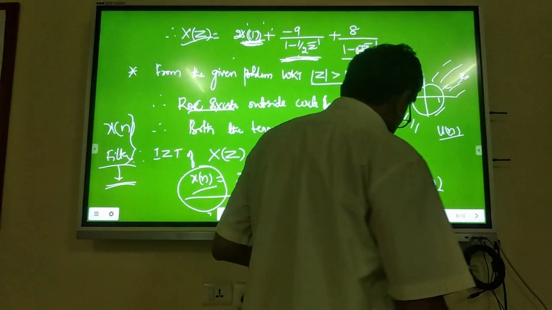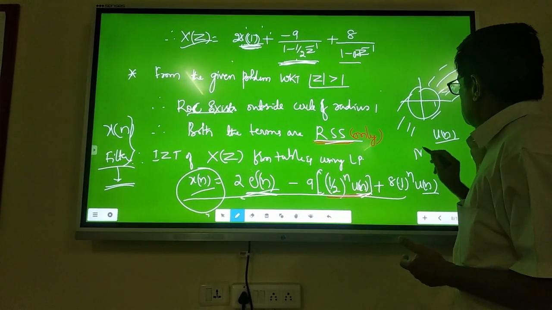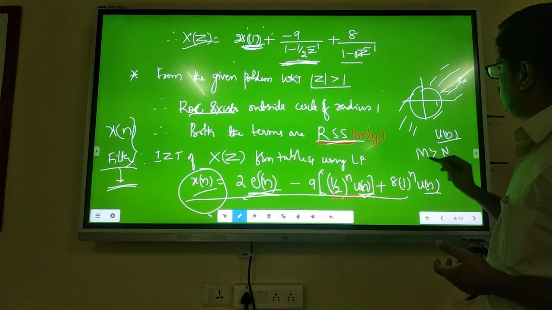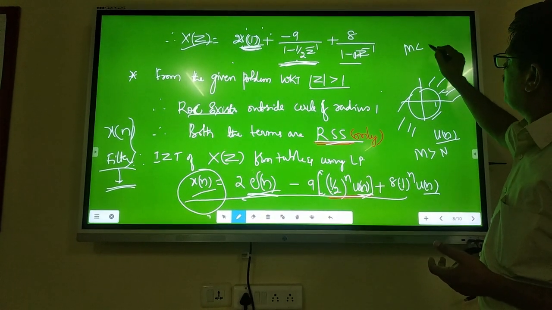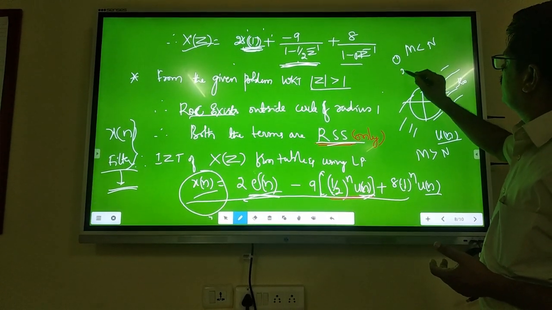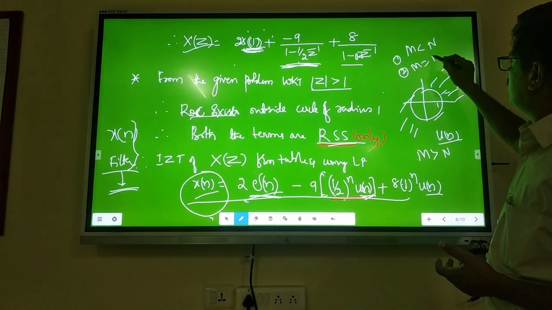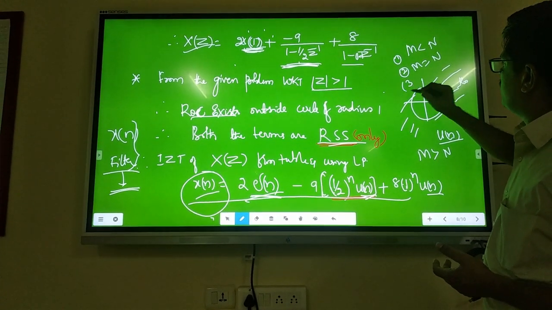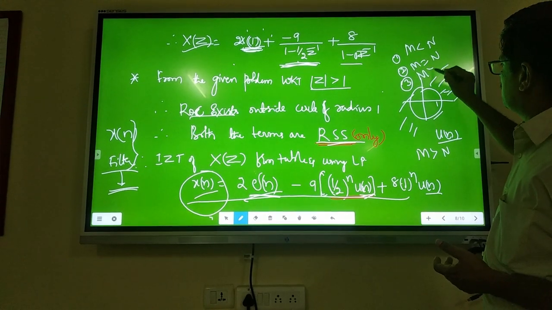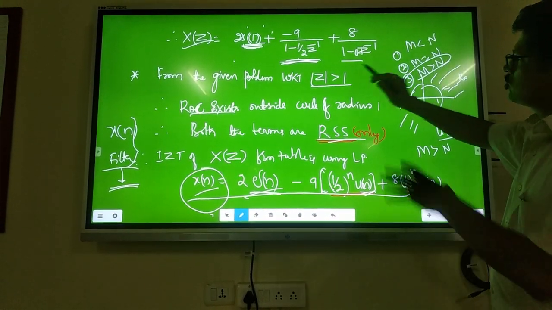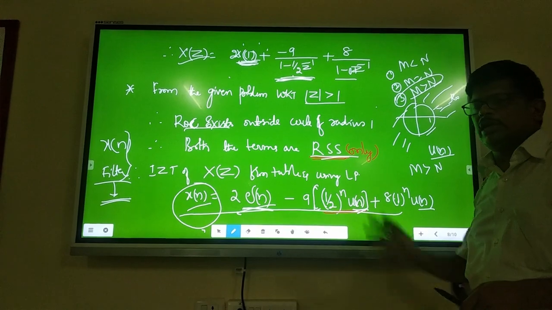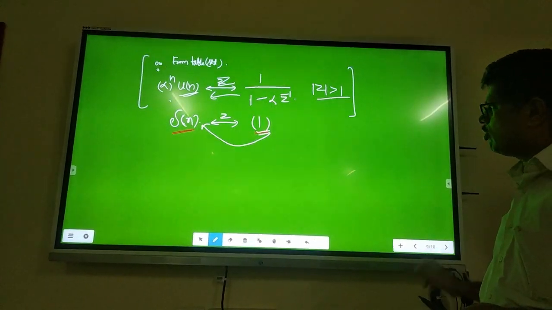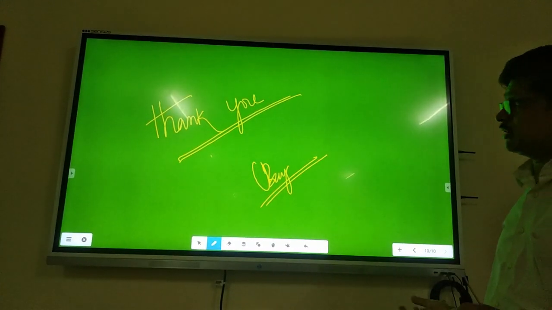In the next sessions I am going to explain the case m greater than n. We have done m less than n, and we have done m equal to n also, 2 and 2. The last one is m greater than n: how to solve such complex X(z) to get x[n]. I hope I am clear, and thank you.